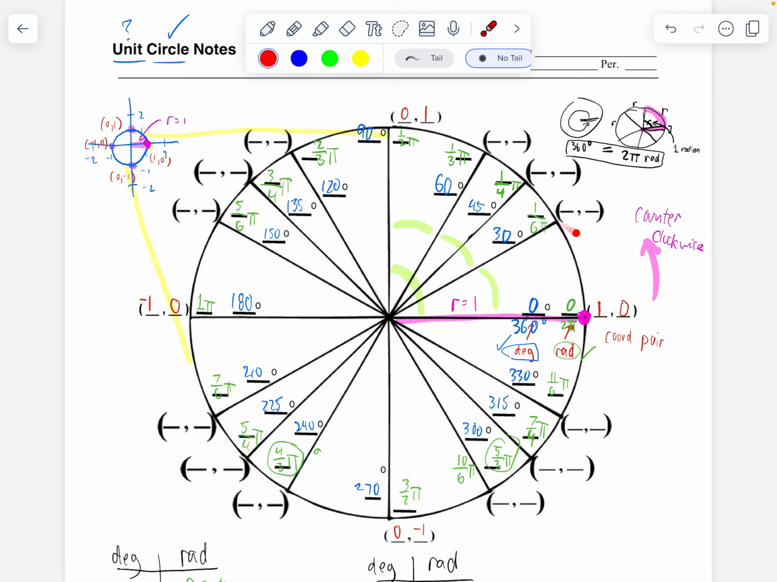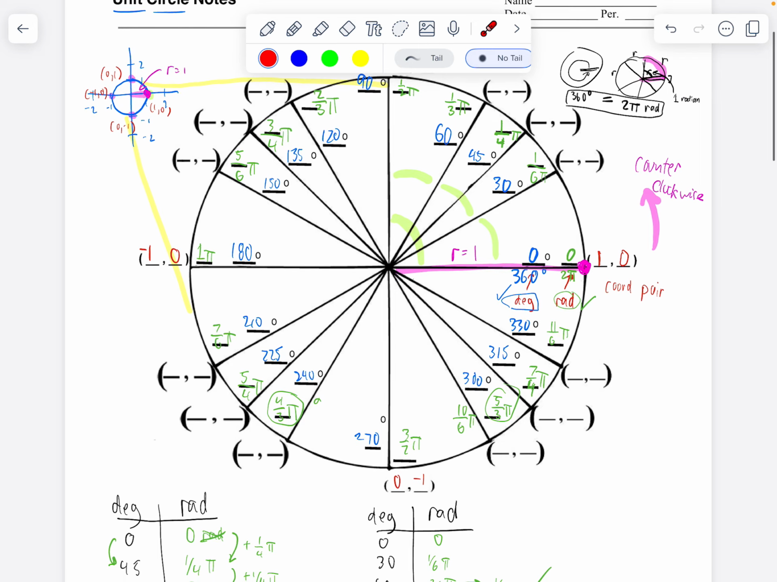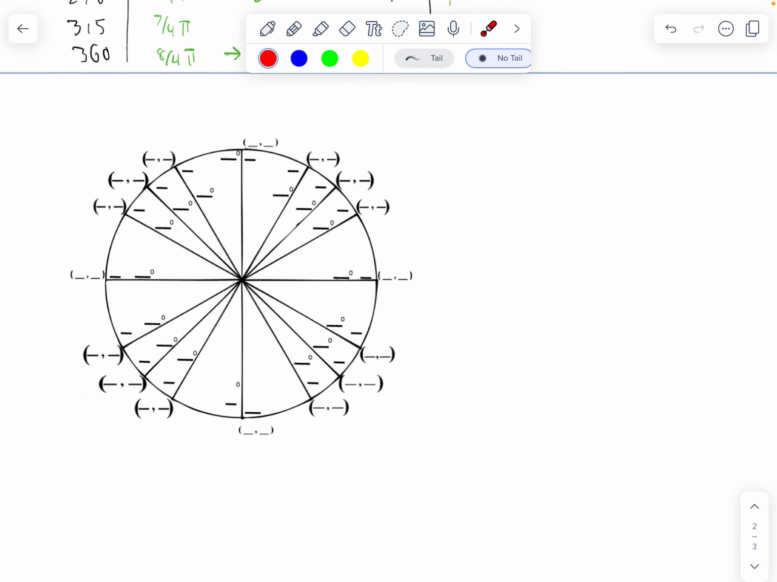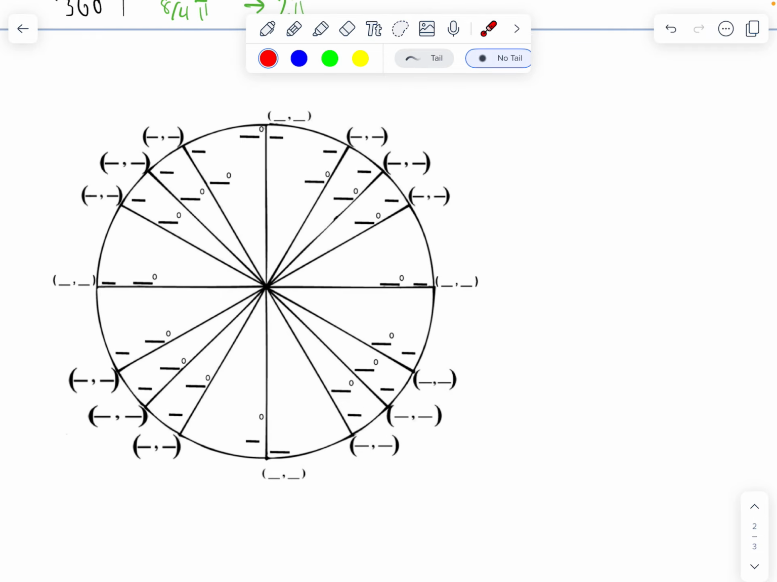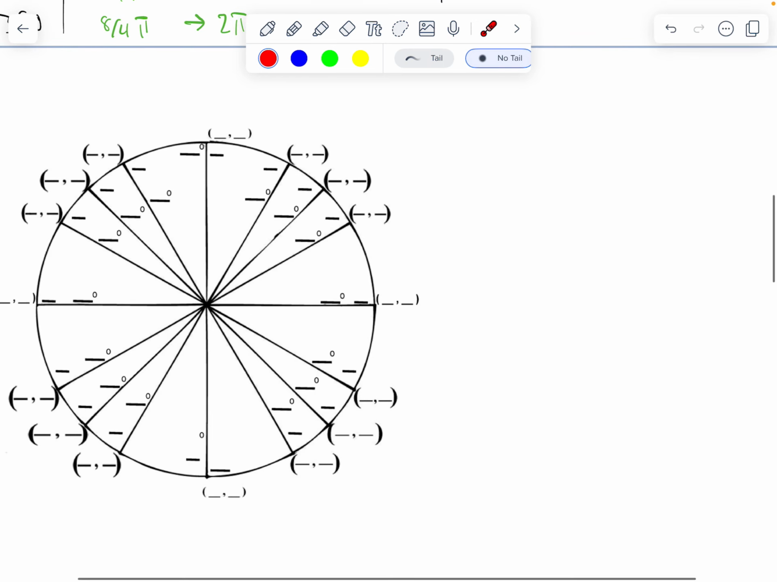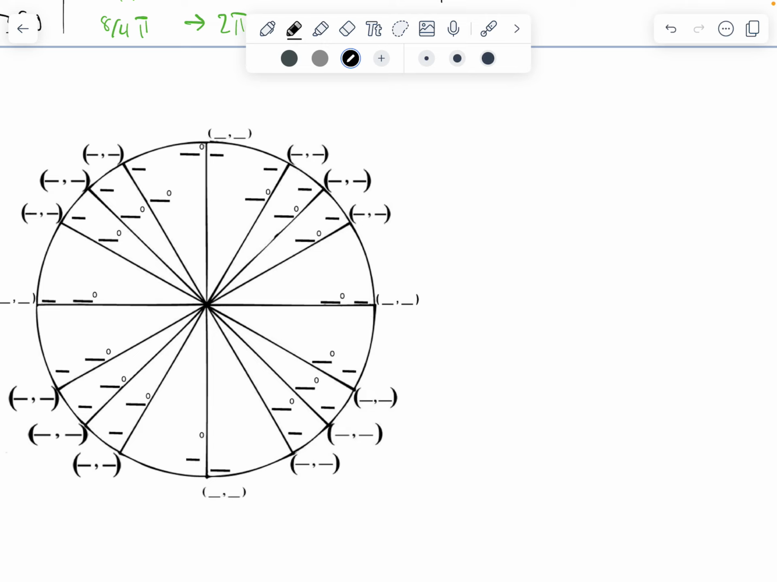Okay, so now we need to figure out all these other coordinates. And to do that, we're going to need to use our knowledge of right triangles. So I'm going to show this on the back side of this paper. And I just copied the unit circle here, so that I don't have to go back and forth and refer to it.